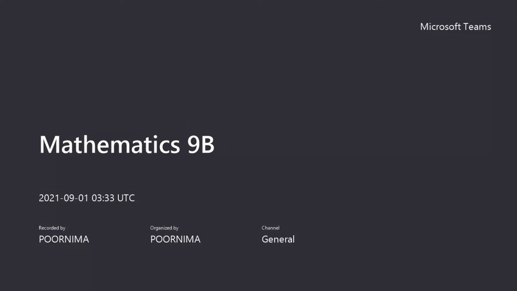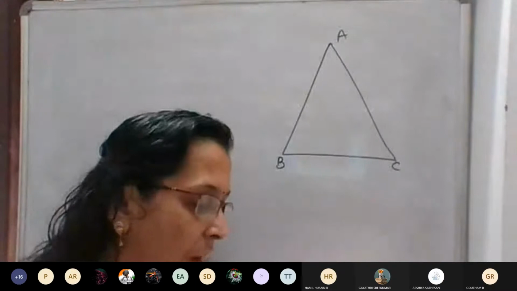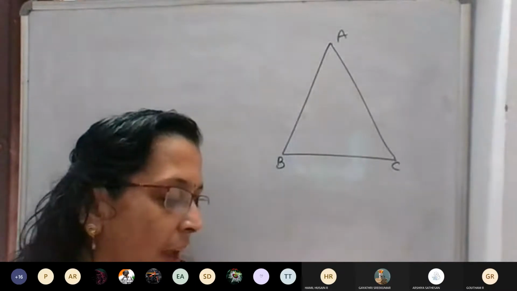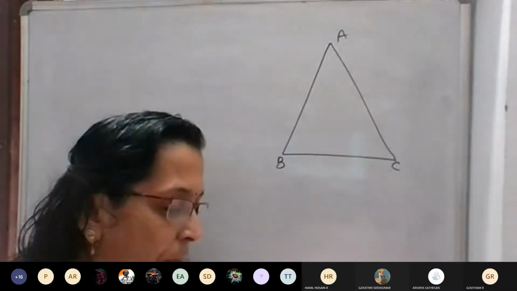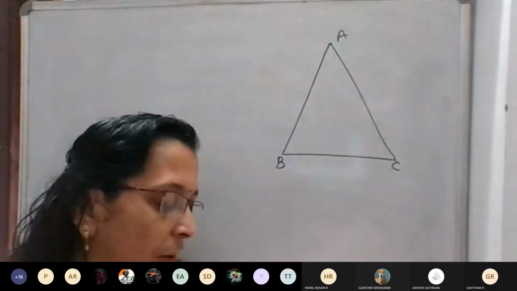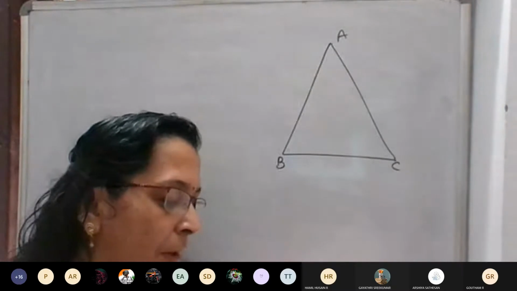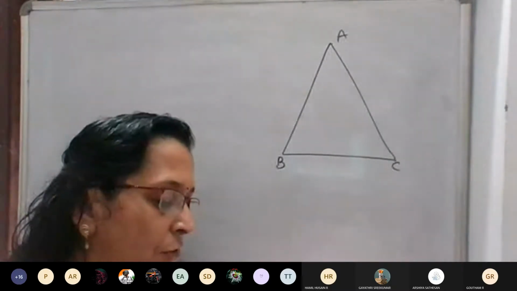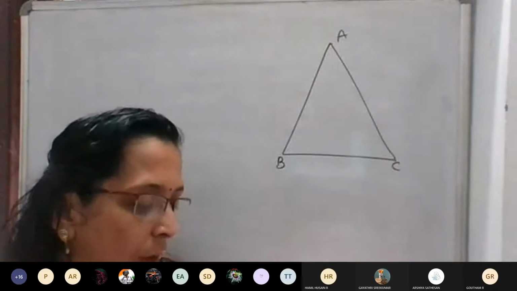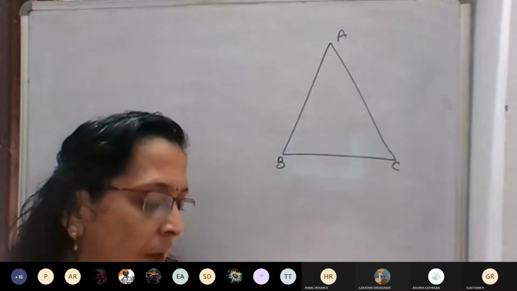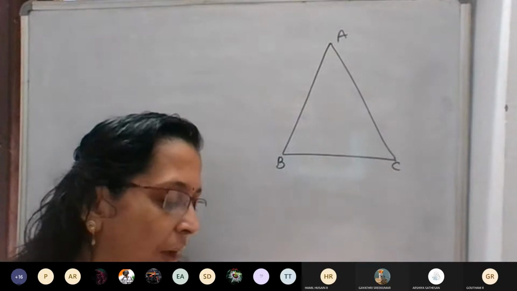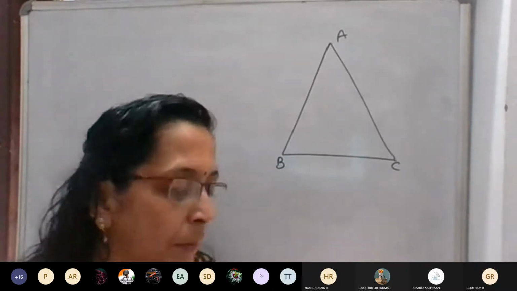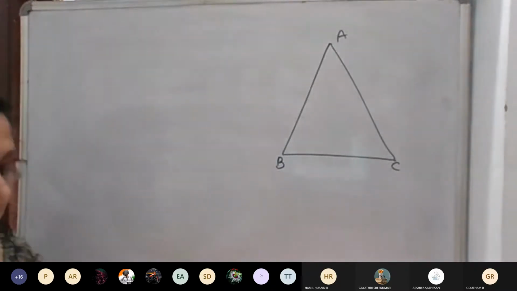First part we have done yesterday. So triangle ABC has angle B equal to angle C. Prove that the perpendiculars from the midpoint of BC to AB and AC are equal. That was the first part we did yesterday. The second part is that the perpendiculars from B and C to the opposite sides are equal. That we have to prove today.